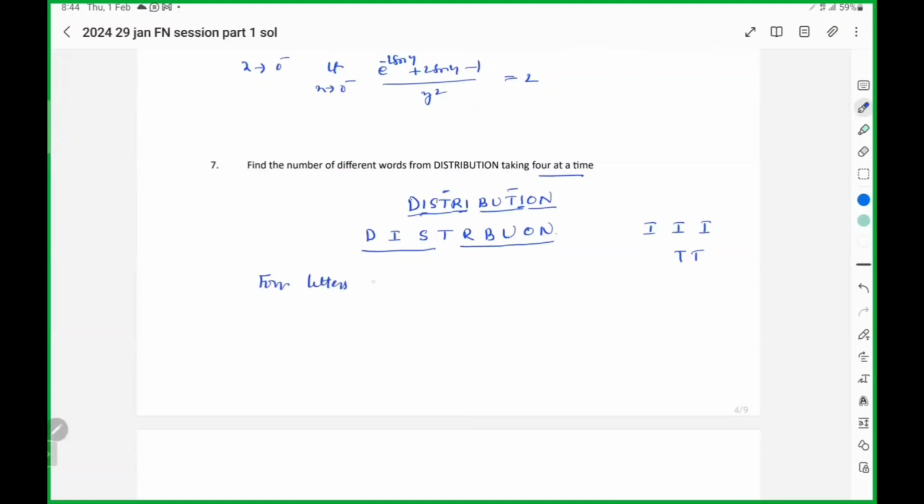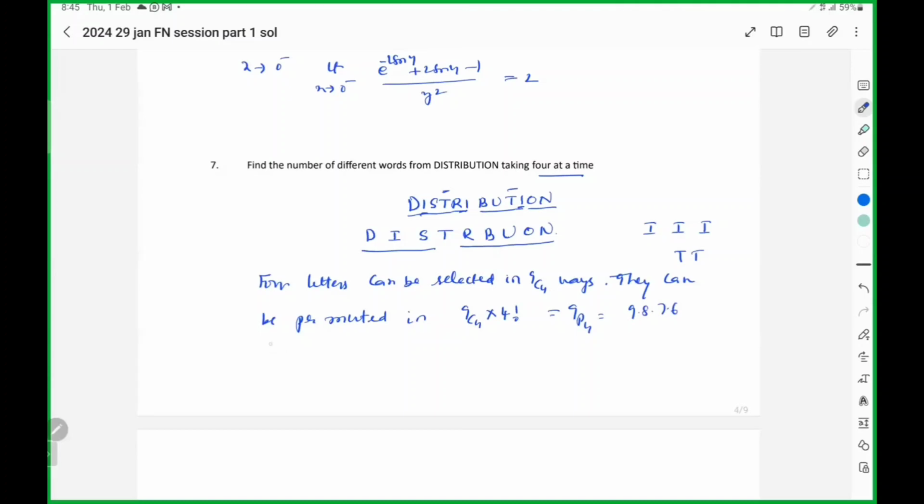4 letters can be selected in 9C4 ways. After selecting, they can be permuted in 9C4 into 4 factorial, which is 9P4, which is 9 × 8 × 7 × 6.